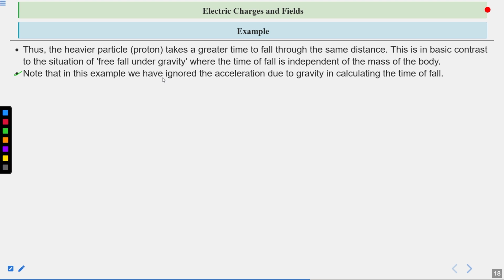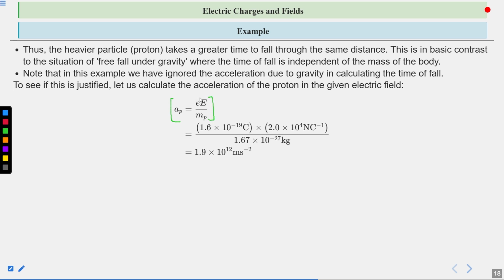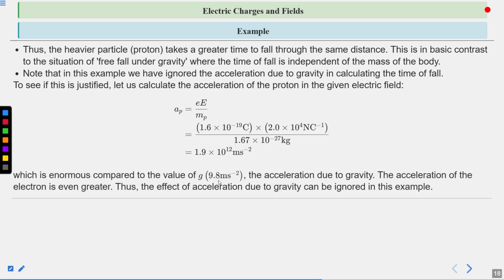Note that in this example, we have ignored the acceleration due to gravity in calculating the time of fall. To see if this is justified, let us calculate the acceleration of the proton in the given electric field. The formula of acceleration is eE upon mp. The value of e is 1.6 into 10 raised to the power minus 19 coulomb, the electric field is 2.0 into 10 raised to the power 4 newton per coulomb, and the mass of the proton is this one. So calculate this, and you will get ap equal to 1.9 into 10 raised to the power 12 meter per second square, which is enormous compared to the value of g, that is 9.8 meter per second square, the acceleration due to gravity. The acceleration of the electron is even greater. Thus, the effect of acceleration due to gravity can be ignored in this example.